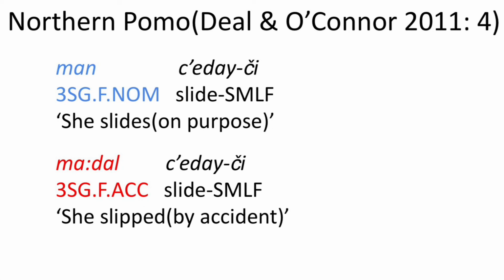Interestingly, there are some verbs that can take either the nominative or accusative forms of the subject. Using a nominative subject for the verb to slide shows that it was an intentional action, conveying the meaning of to slide on purpose, while using an accusative subject shows that the sliding was accidental and was not voluntary, conveying the meaning of roughly to slip by accident.